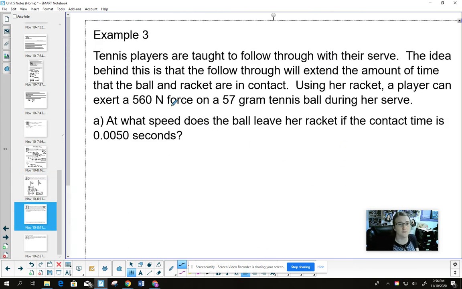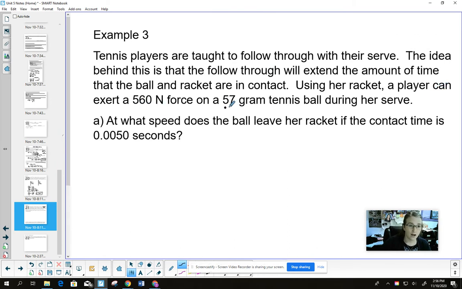So tennis players are taught to follow through with their serve. The idea behind this is that the follow through extends the amount of time that the ball and the racket are in contact. And that's good, right? We talked about how a big change in time causes a change in momentum. And we really want the momentum of that ball to change. So using a racket, this player can exert a 560 Newton force on a 57 gram, be careful with that conversion, tennis ball during her serve.